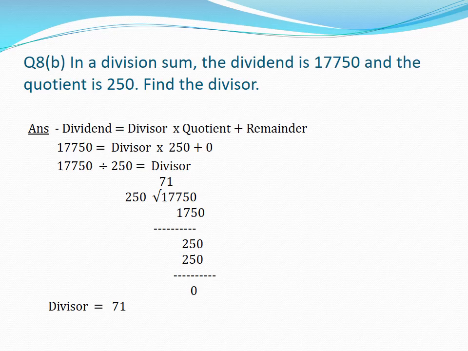17750 divided by 250. Do the division. 250 sevens are 1750. Remainder will come 250. 250 ones are 250. Divisor is 71.